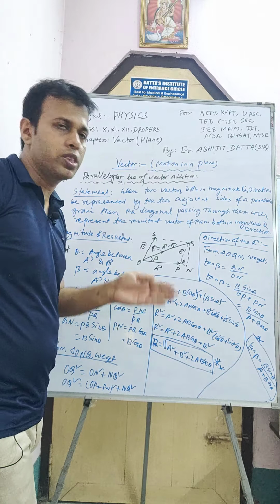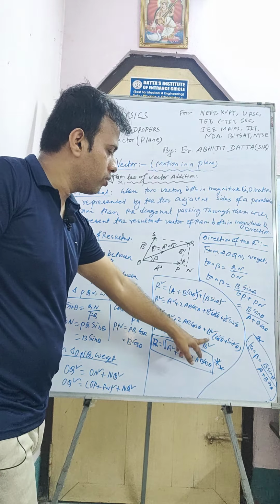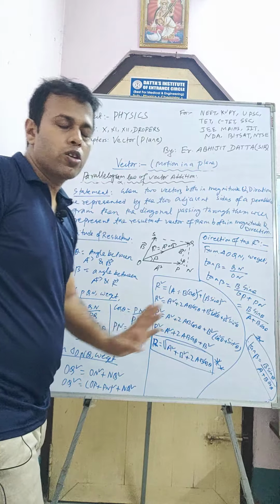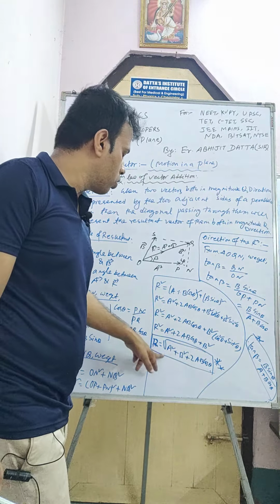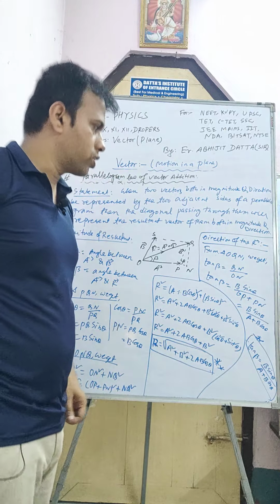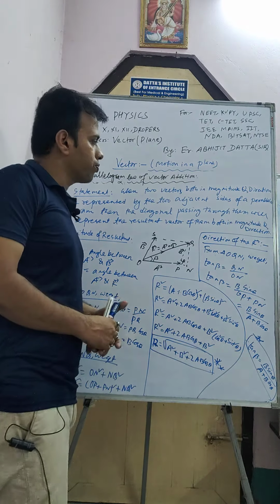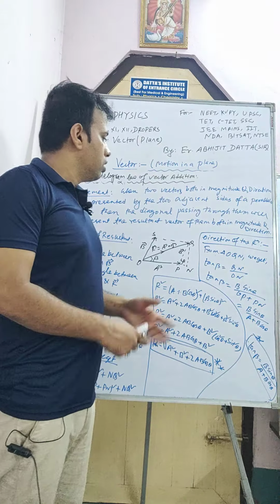A square plus 2AB cos theta plus B square. Now I take B square common, and what is left is cos square theta plus sin square theta. And cos square theta plus sin square theta is what, sir? It is 1. So R equals root under A square plus B square plus 2AB cos theta, right? Now the direction of the R vector.